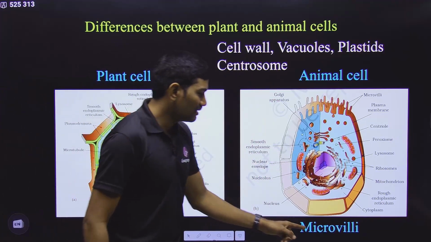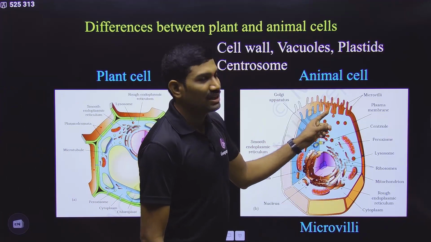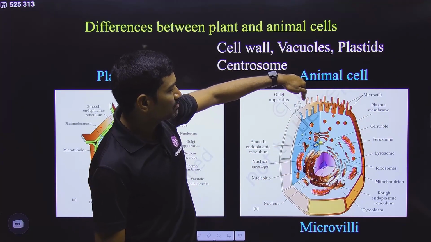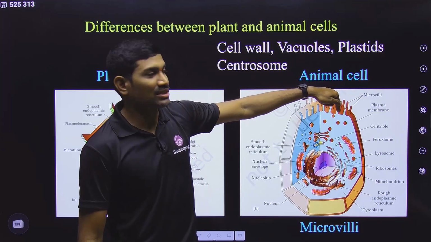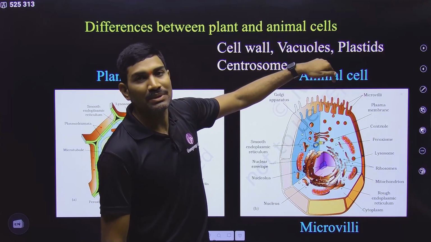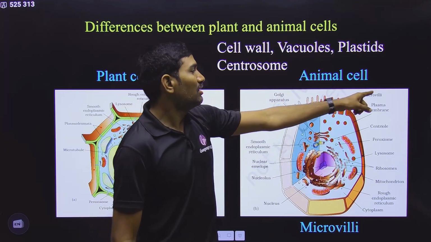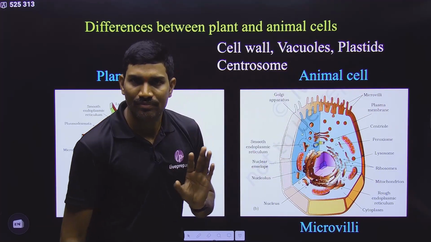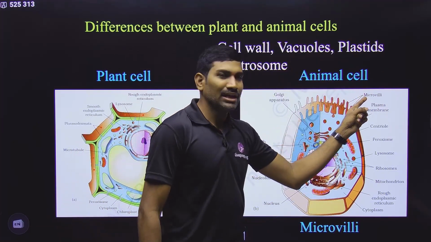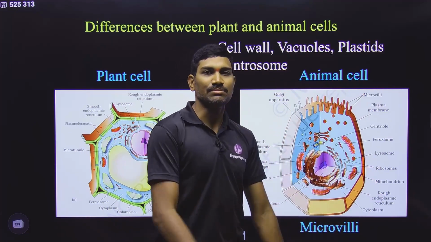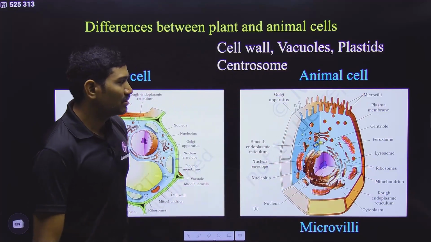Next one is regarding the microvilli. In the animal cell diagram, this is the plasma membrane. The plasma membrane has finger-like projections. The finger-like projections present on the free surface of some animal cells are called microvilli. Clear? This microvilli was mentioned in the labeling, but they have not given any sentence in this particular chapter. Clear? So please observe this also.